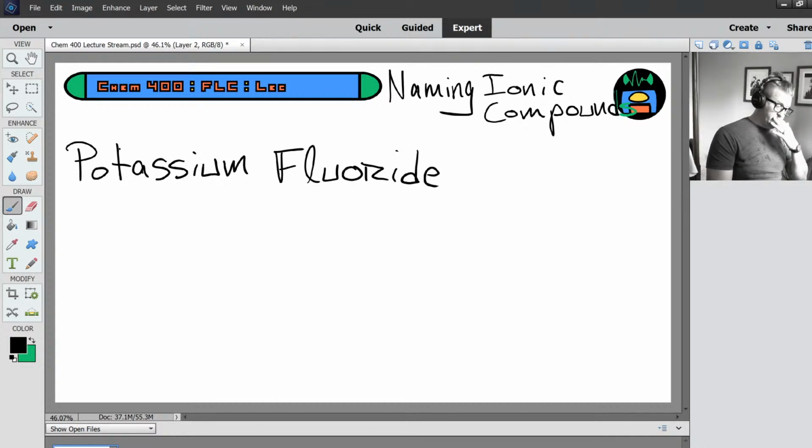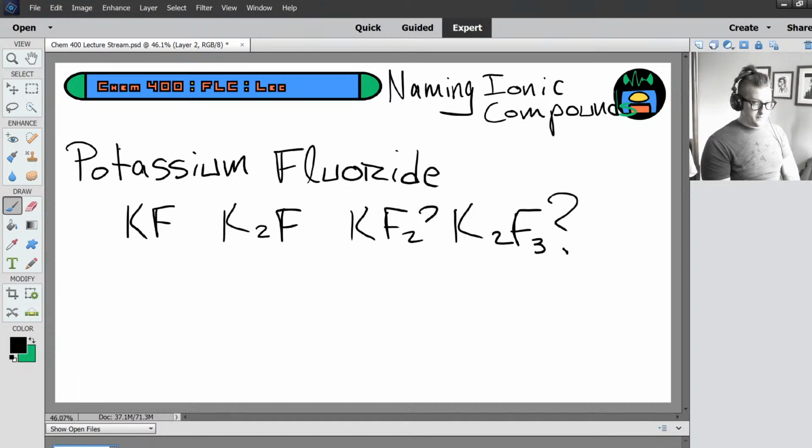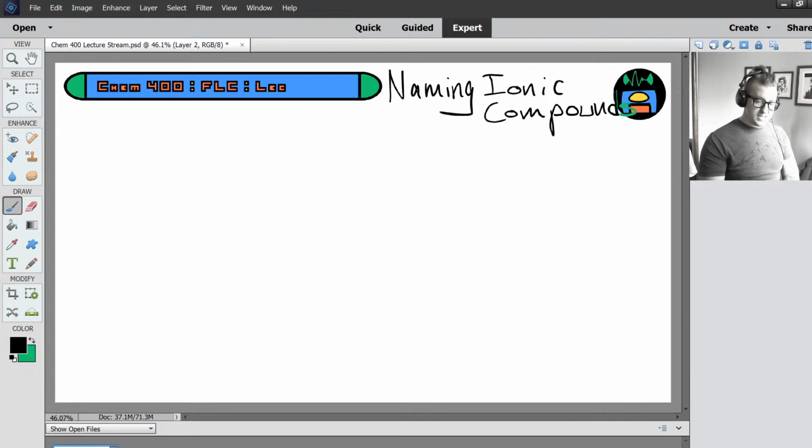It's also a downside because we don't know by looking at it if potassium fluoride is KF, K2F, KF2, K2F3, right? We just don't know because the name does not explicitly state the number of ions present. And there's a way to determine this, and that is going to be the focus of our lecture today.